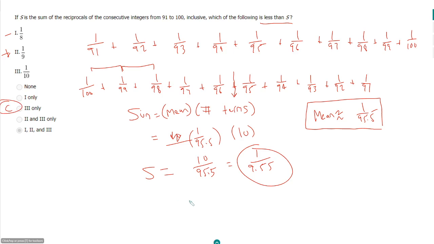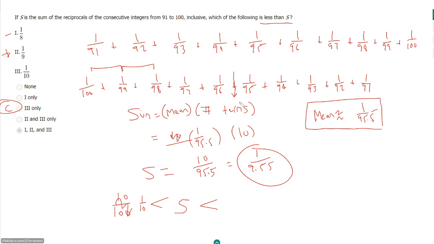If we just want to find a range in which S can be, we can say, what would this sum be if all of my terms were, say, 1 over 100? 1 over 100 is the smallest value in this list. So if I assumed all of my values are 1 over 100, I know my actual value has to be more than that. If they were all 1 over 100, you would get 10 over 100 as your sum, and that would be 1 over 10. And so we know S has to be greater than 1 over 10.